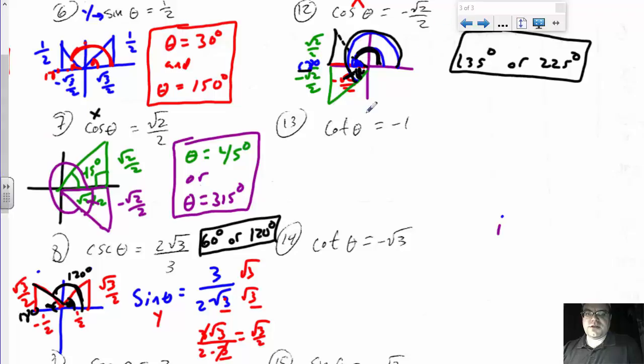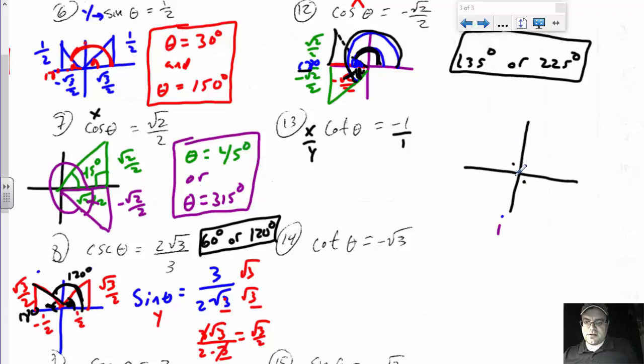Number 13, cotangent theta equals negative 1. Cotangent is x over y, okay? So that basically means that x is negative 1 and y is 1. Or at least that ratio will be negative 1. Okay, cotangent is negative, and wherever tangent is negative, and tangent will be negative in this quadrant and this quadrant.